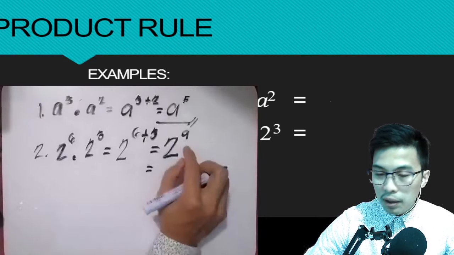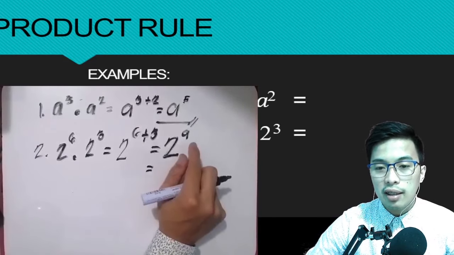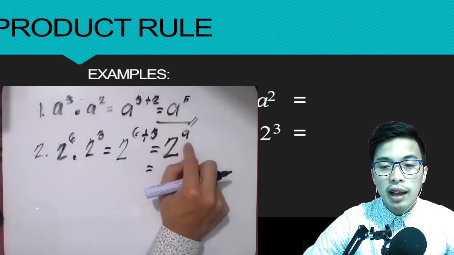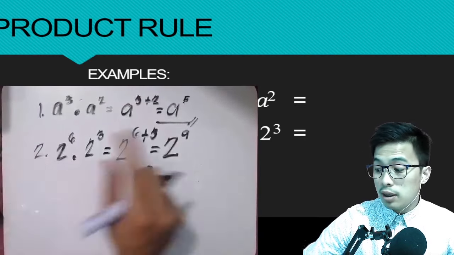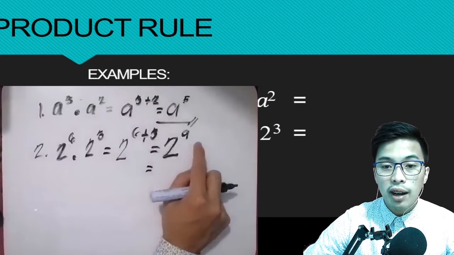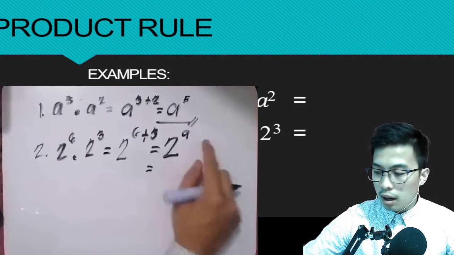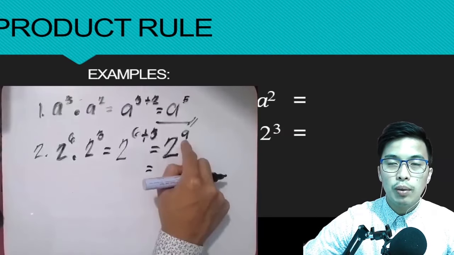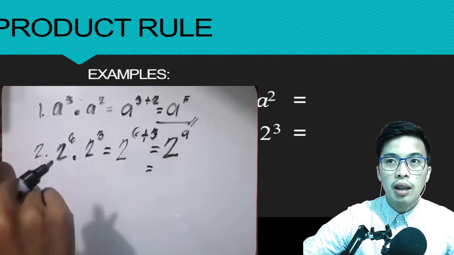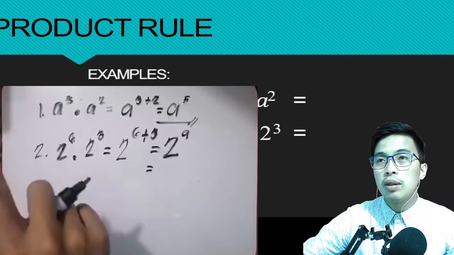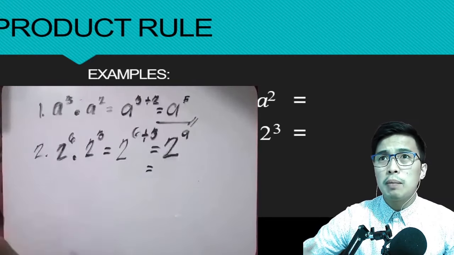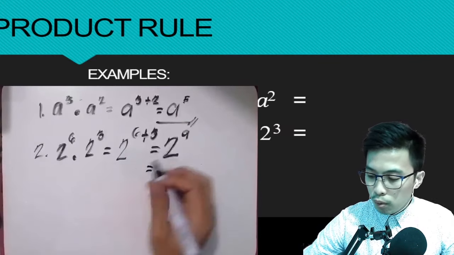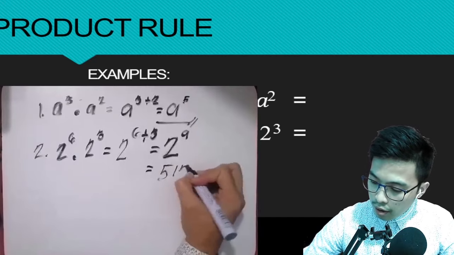This is not yet simplified, so we can still simplify this. Next thing, ano na yung gagawin natin dito? 2 raised to the power of 9 is not yet in simplified form. As I have said, we can simplify this by simply multiplying 2 by itself 9 times. So that will be 2 times 2 times 2 times 2 times 2 times 2 times 2 times 2 times 2, until you have multiplied it 9 times by itself. So the product of that is equivalent to 512.